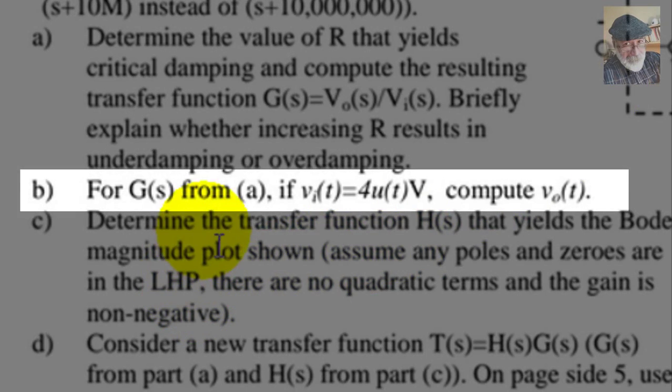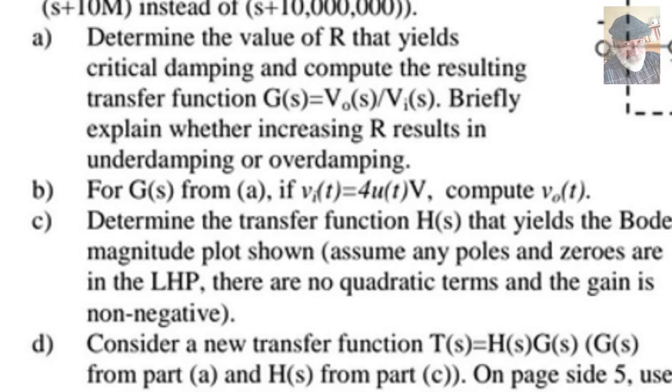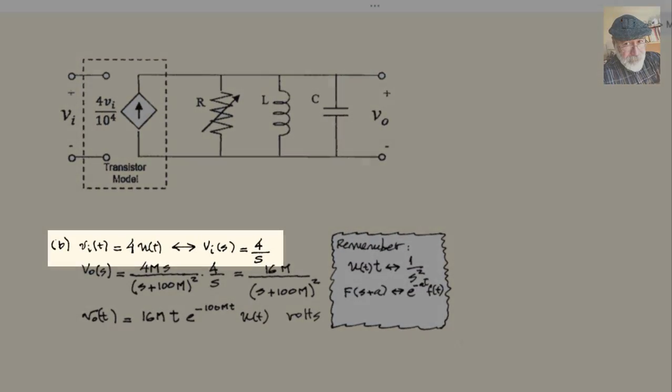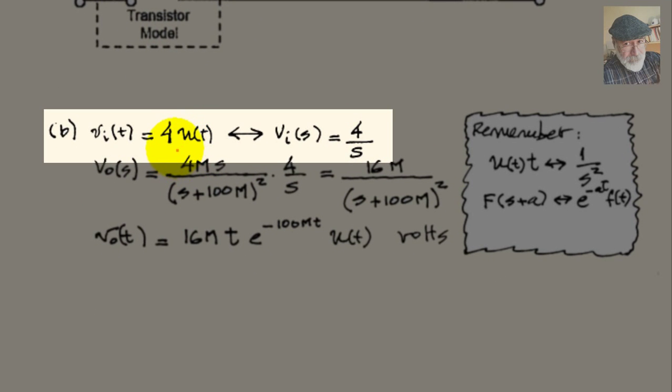Now the input is given. They told us here, part B: if the input V of t is 4 volts times the unit step U of t, compute what V0 is as a function of time. So the input is 4 volts times the unit step. Its Laplace transform is 4 over s.